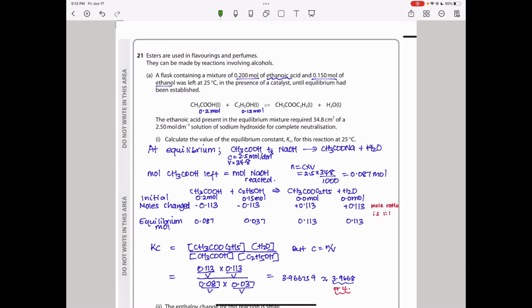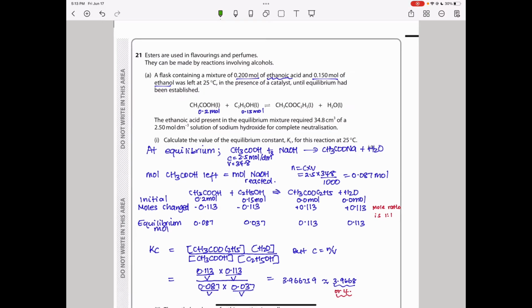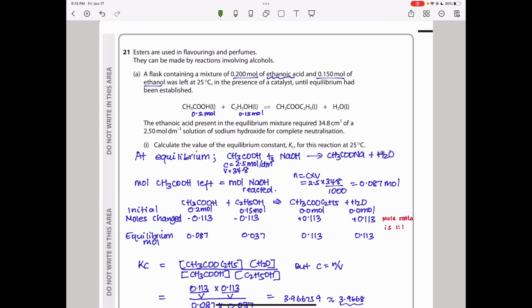Question 21. Esters are used in flavorings and perfume. They can be made by reactions involving alcohol. A flask containing a mixture of 0.2 mole of ethanoic acid and 0.150 mole of ethanol, so of course this is esterification, was left at 25 degrees in the presence of a catalyst until equilibrium had been established. I usually like presenting my results like this. If there is an equation given, I write the data below the equation so that I have all the information before I do my calculation.